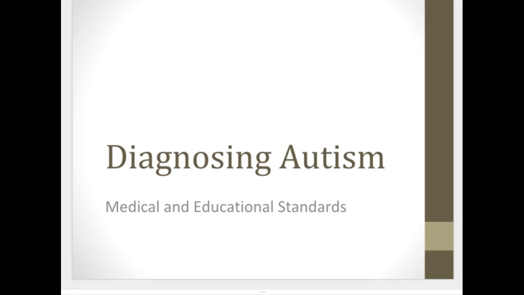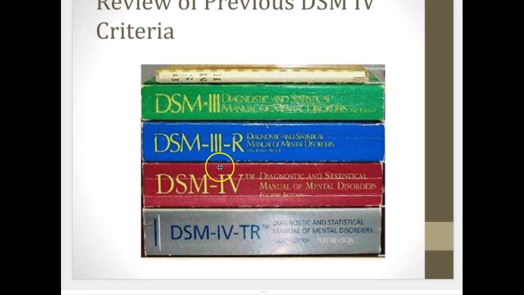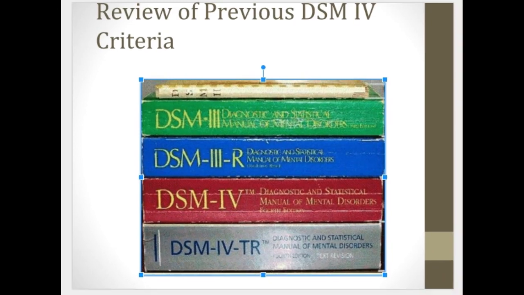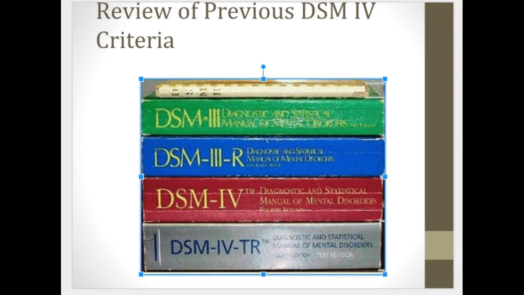So we're going to start first with the medical diagnosis of autism. And as I mentioned in class, in the past, we've used what's called the DSM-4. The one that has been used for a majority of my time in special education. And now we've moved to the DSM-5. But the DSM-4 criteria for autism is different than it is now in the DSM-5.